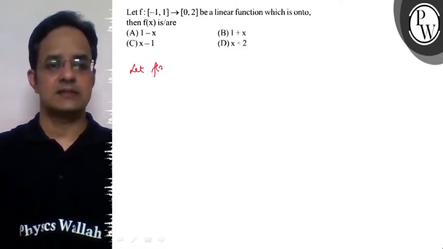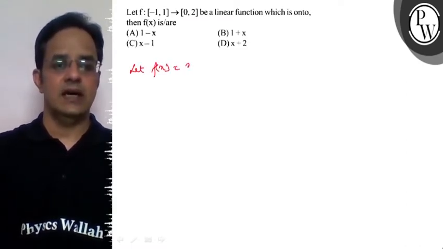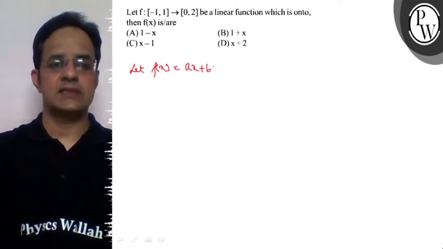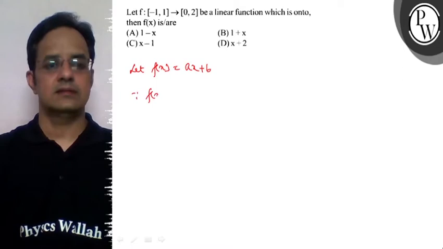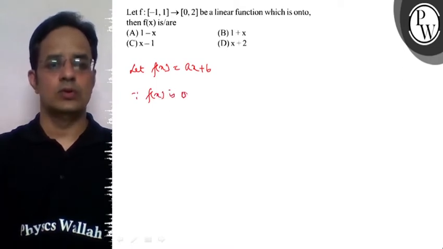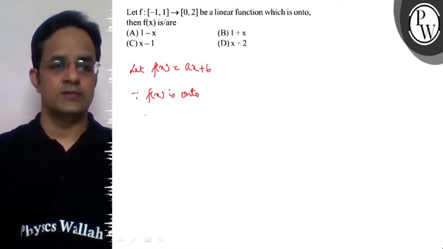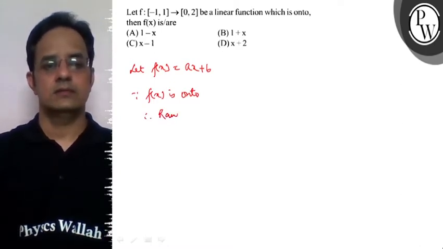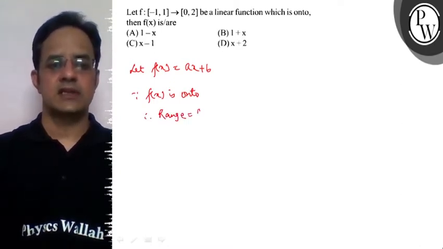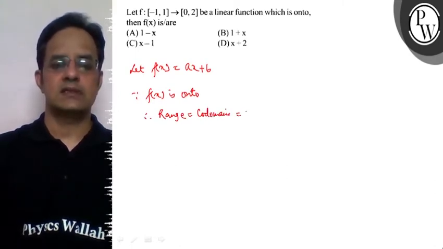Let f(x) be a linear function, so let it be ax plus b. Now since f(x) is onto, therefore the range of this function is equal to the codomain of this function, which is from 0 to 2.